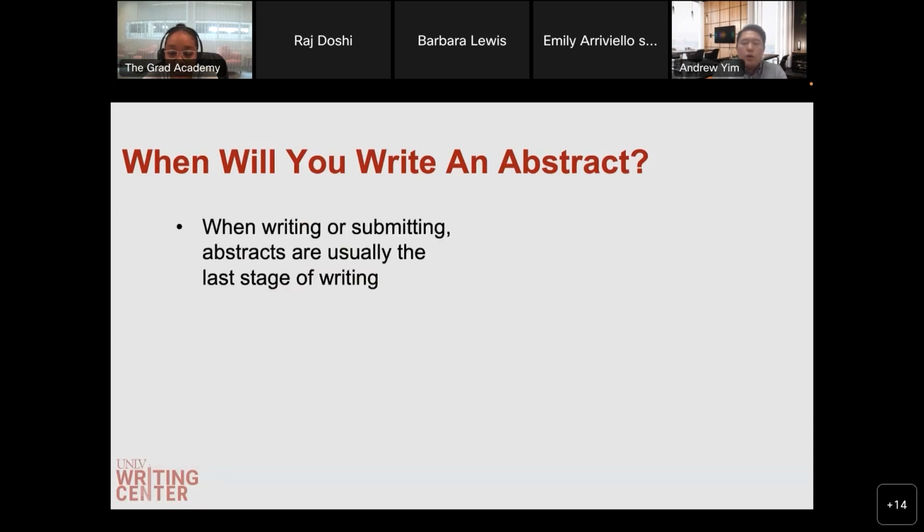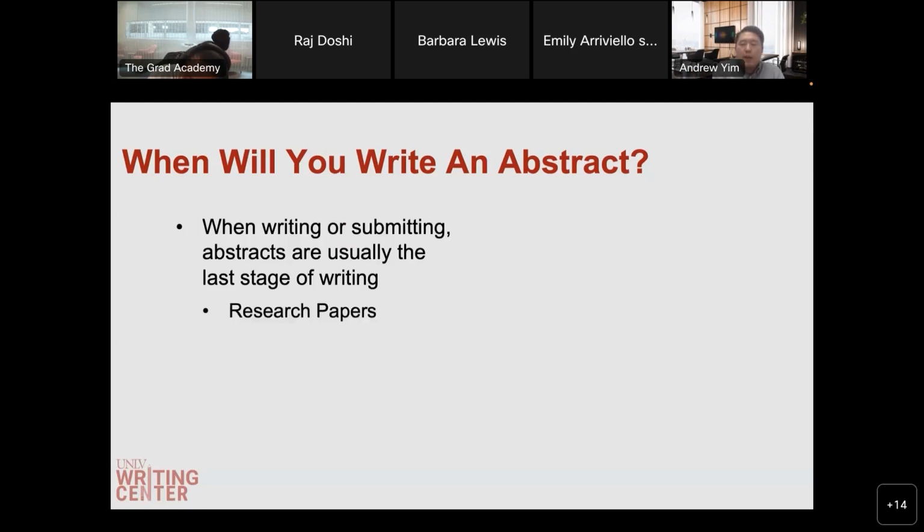So generally, when you are writing or submitting, you want to make sure that you're saving the abstract for the last stage of your writing, because you only have so many words to express yourself. And if you try to write your abstract somewhere at the beginning or the middle of your research, your abstract's going to change completely because you haven't actually finished your study yet. So I would say when you are working on the abstract, save it for the very end, once you have done your entire study and you've written your entire paper.